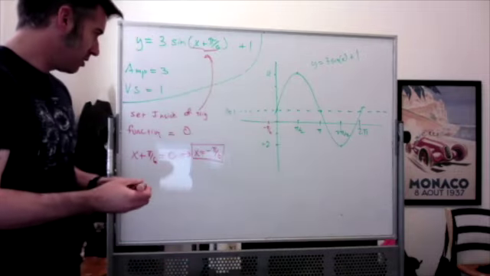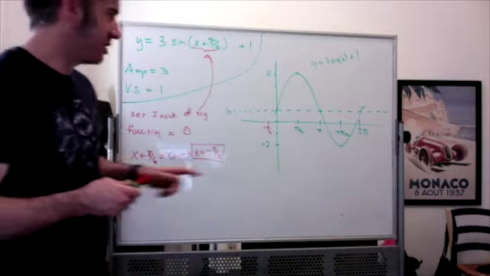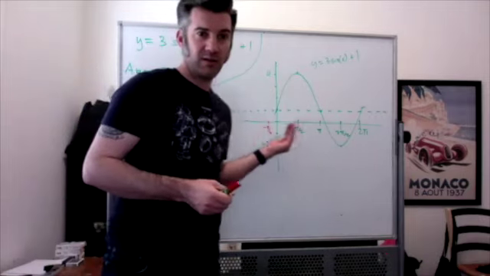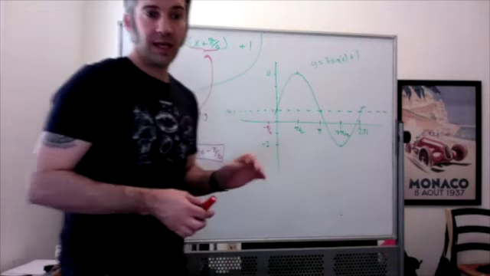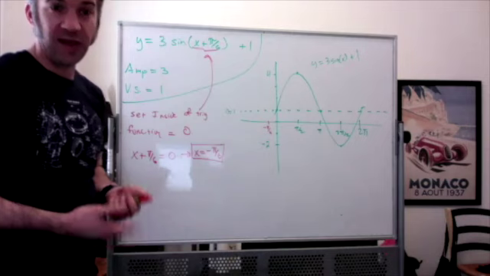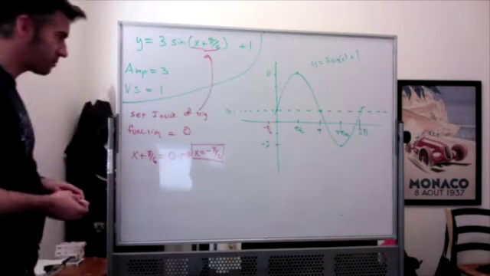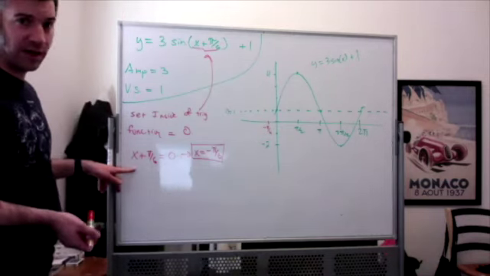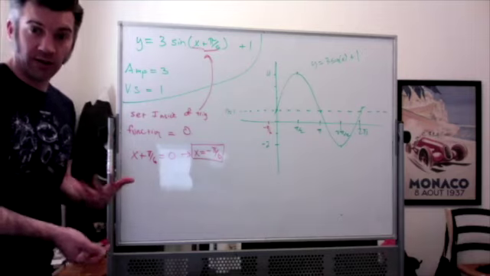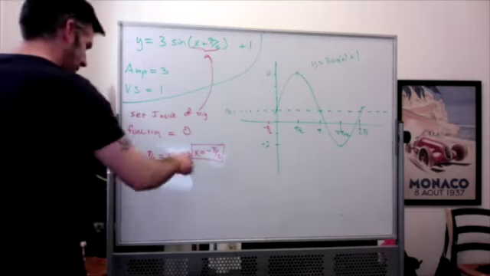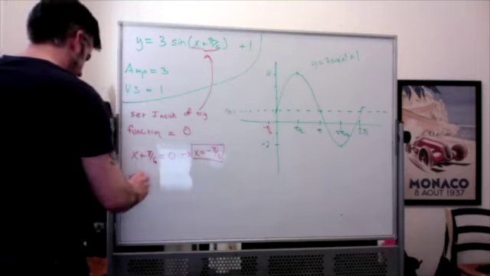Okay. But here's the thing. Now I need to shift all of my other points pi over 6 to the left as well. Here's the way that I have found to do it that I think is the most straightforward. Here's my new starting point. I still want one full period. So what I'm going to do is take my starting point, that's my first important x value.